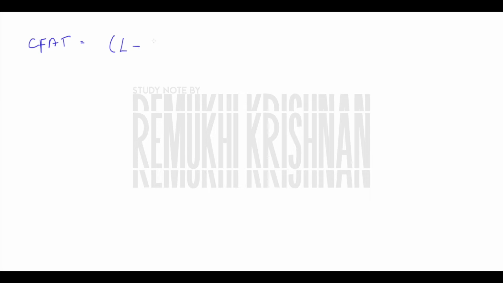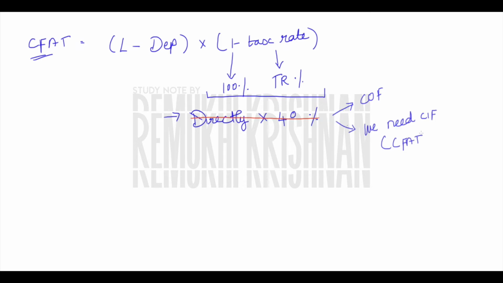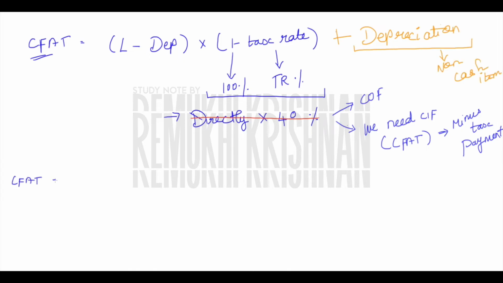Let me write it in a linear format so that we can substitute the values and find the answer. Cash flow after tax is equal to L minus depreciation into 1 minus tax rate, plus depreciation. 1 is nothing but your 100%, and the tax rate is your tax rate percentage. You can't directly put 40% because it is a cash outflow; we need cash inflow, so we need to subtract the tax payment. Plus depreciation, because it is a non-cash item. Let us substitute the values here. L minus 10 lakh, the depreciation we have already found in the previous step, 50 lakh into 20%, into 100% minus 40%.